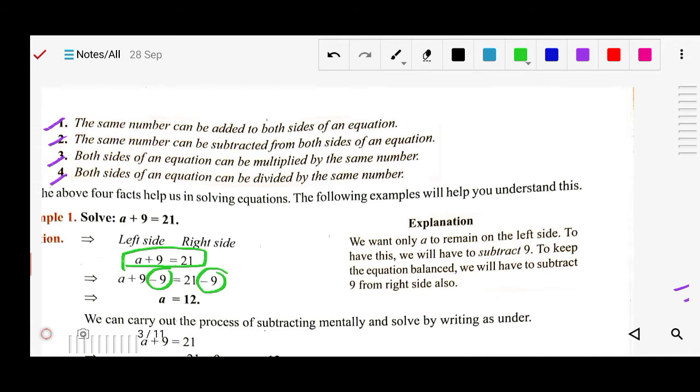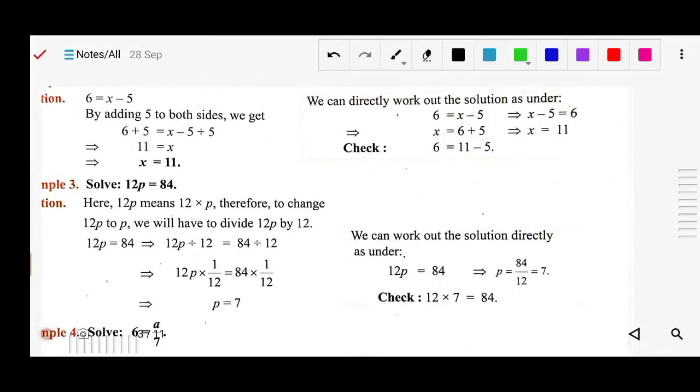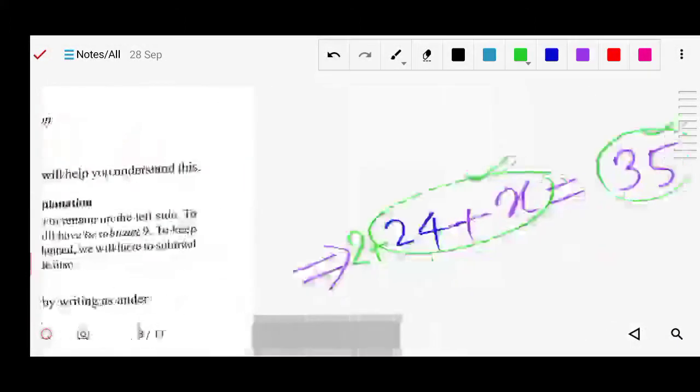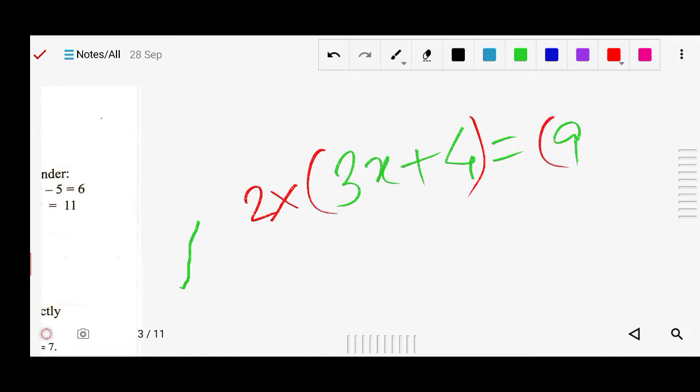Point 3 is that both sides of the equation can be multiplied by the same number. You can see here, suppose this is the equation, 1 by 12 and 1 by 12 is multiplied by the same number. Or, just to understand it, suppose the equation is 3x plus 4 equals 9. If you multiply this side by 2, here also you have to multiply by 2, means the same number you can multiply.